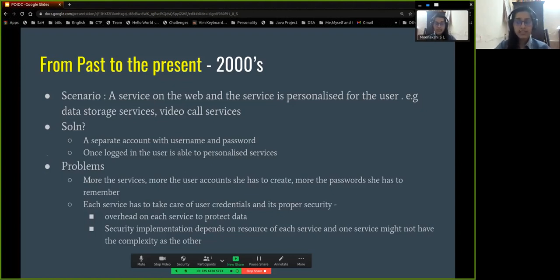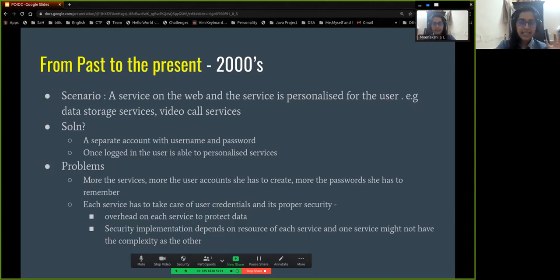And another thing was each service had to take care of the user credentials, and that should be done with proper security. Also, the complexity or tightness of the security would depend a lot on the resources that the services had.